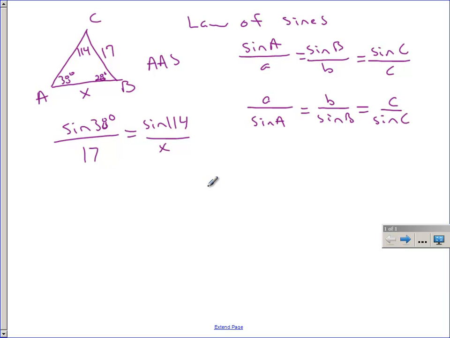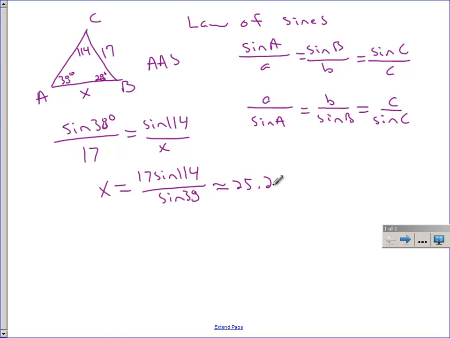And Stephanie Ouellette today was talking to me 6th period, and she was close with this relationship, and this does work in angle side. You can really set up a proportion to solve for missing sides and angles in some specific triangles. So anyway, if you cross multiply here, you get that X equals 17 times the sine of 114 over the sine of 38. I got that by cross multiplying, and I get about 25.2.